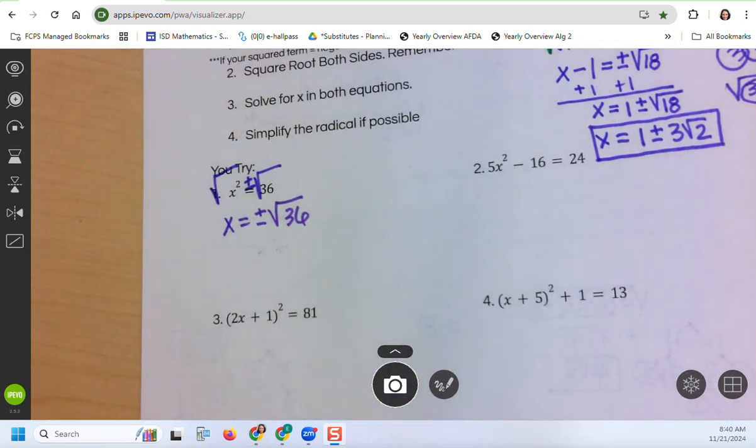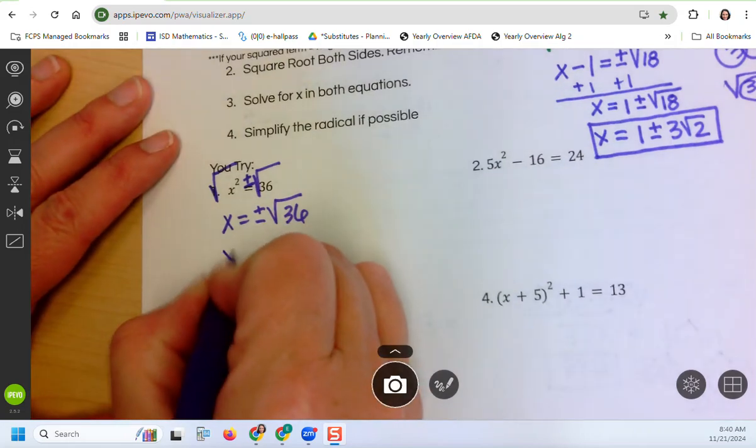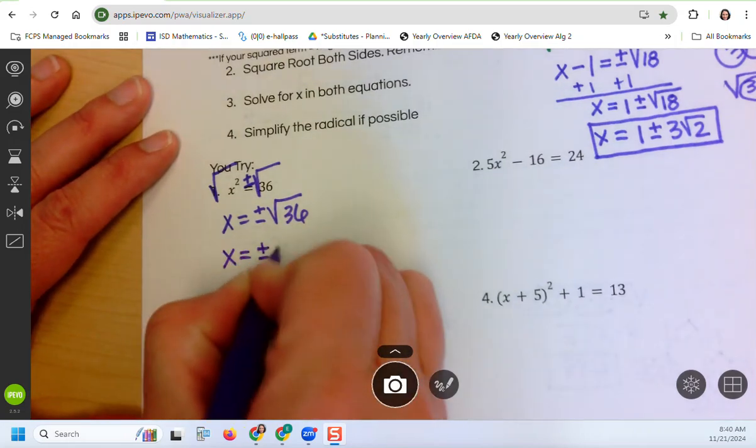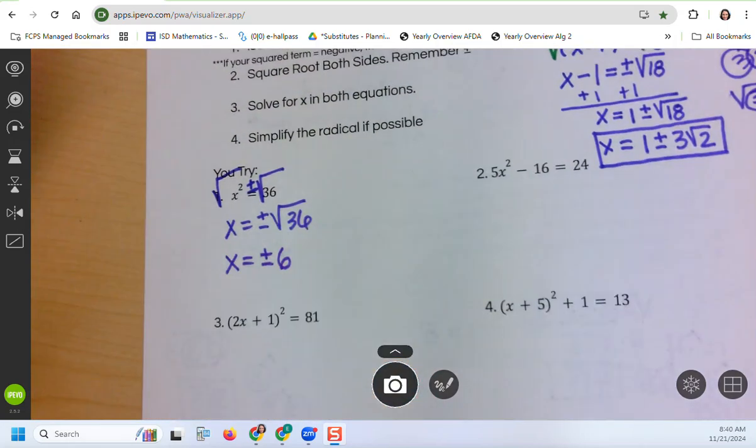Do I need to make a factor tree for root 36? I could make a factor tree, but I don't have to because I already know it, right? Root 36 is 6. So my answers are positive 6 and negative 6. I'm going to pause here and have you guys try a few problems. Start with 2. Go in number order. Use these 2 examples.